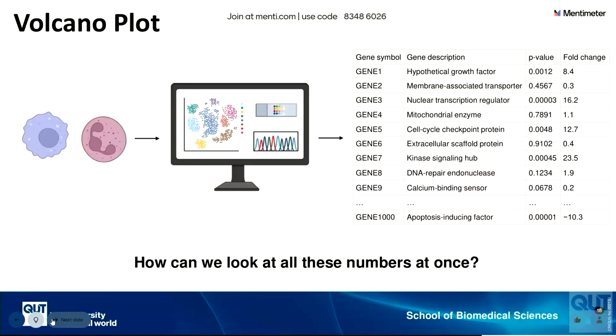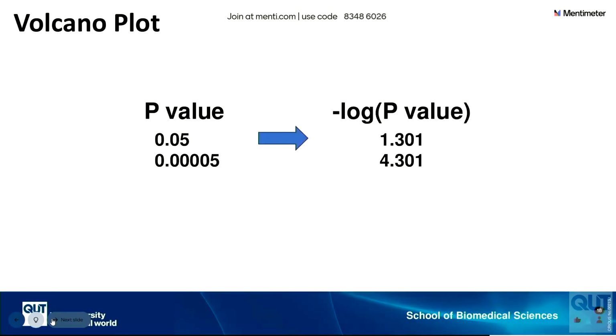But how are you going to look at 1,000 different genes and their p-values and their fold change all at once? And in particular, pick out the significant ones. It's going to be really tough. So what you might do is a little trick, if you're ever working with p-values and you want to make them larger as they get more significant: you take the negative log of your p-value, and then it makes it larger as it gets smaller. Very handy if you want to represent it mathematically.